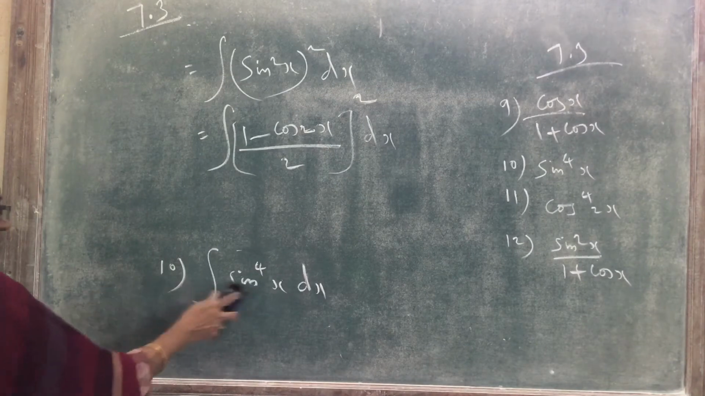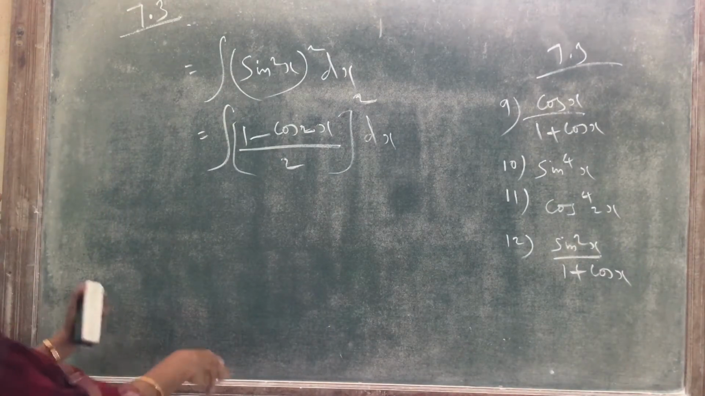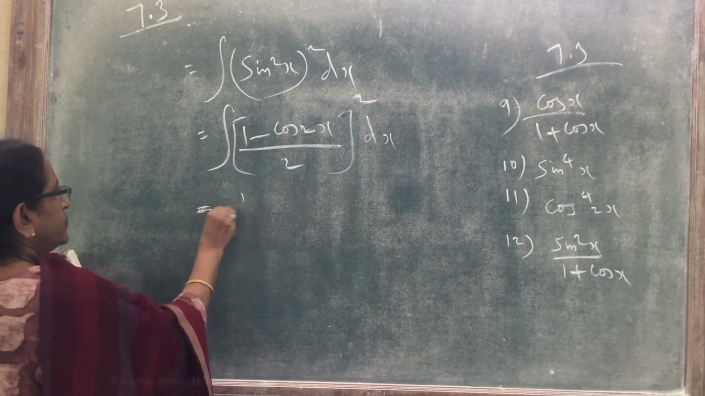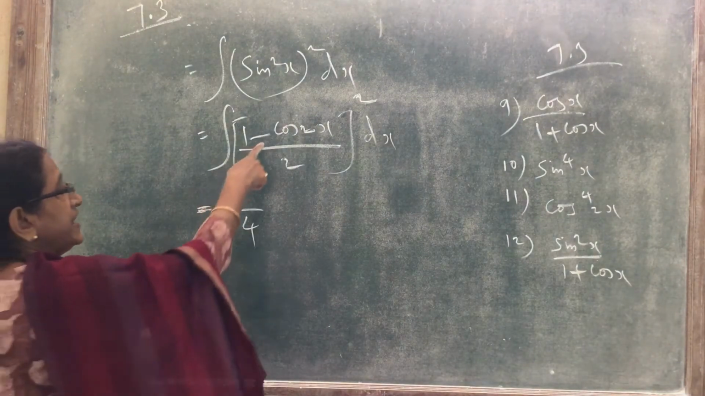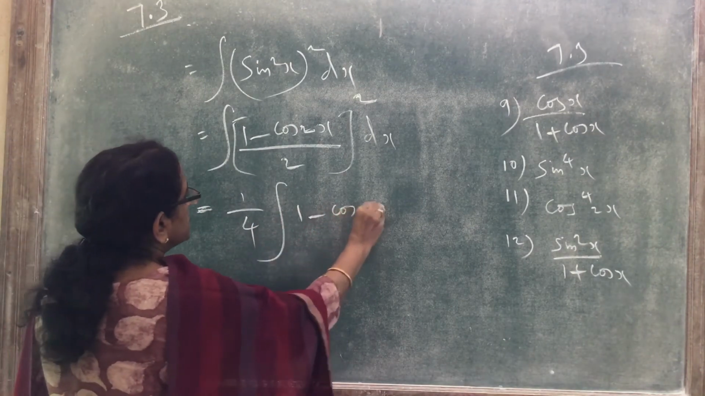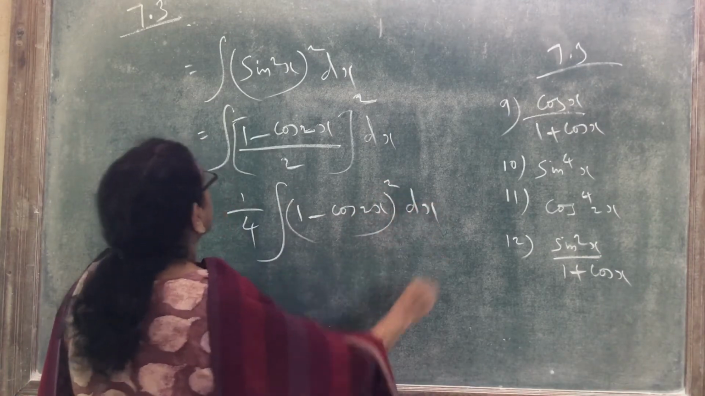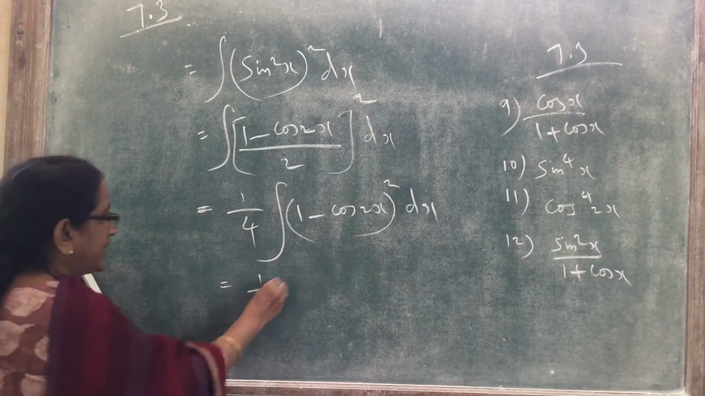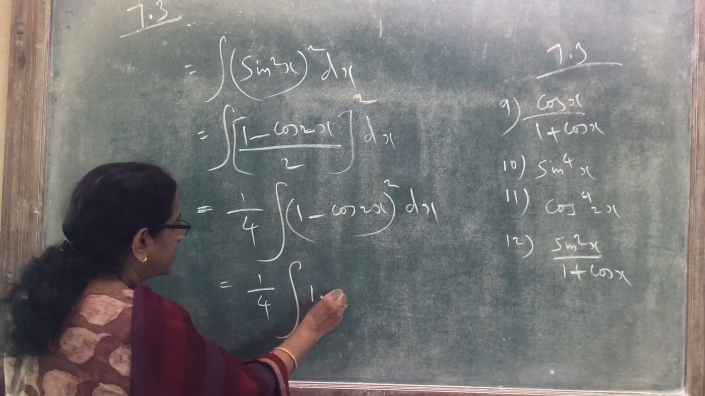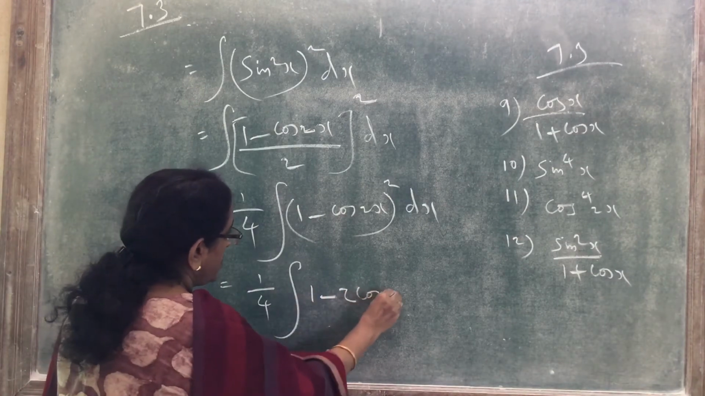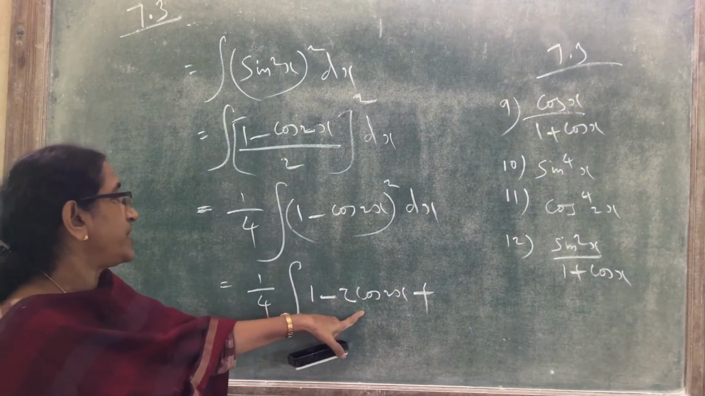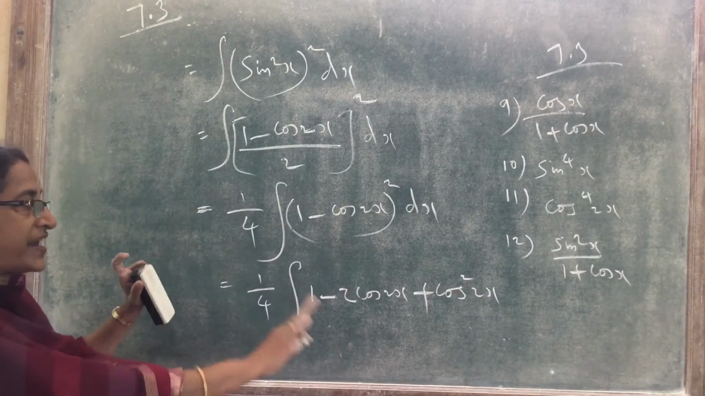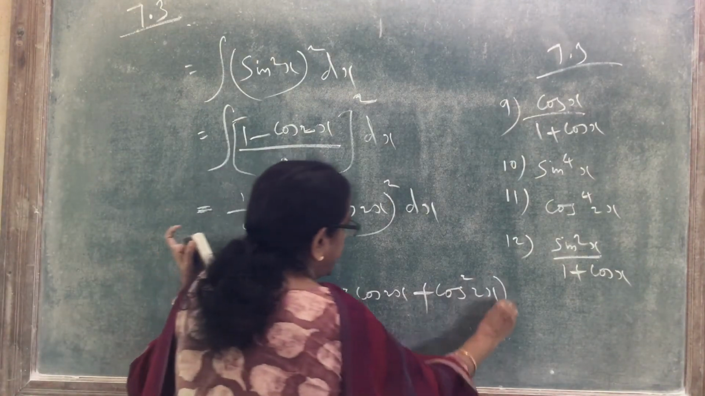Now we have to expand (a minus b) whole square. So what is (1 by 2) square? We can write 1 by 4, and that 1 by 4 we can take outside. What is remaining inside the integral is (1 minus cos 2x) whole square dx. Apply the identity: 1 by 4 into the integral of (a minus b) whole square, which is a square minus 2ab plus b square. What is b square? Cos^2 2x. So expanded, all three terms, dx.